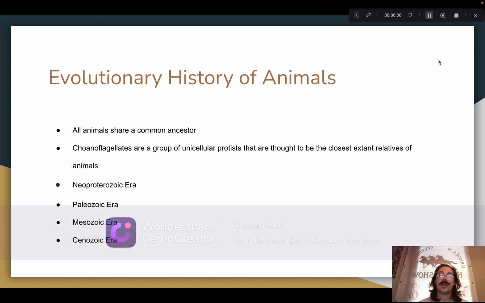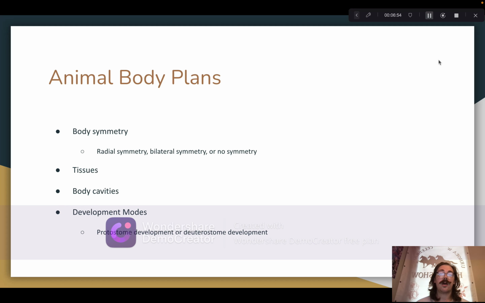The Cenozoic era saw a gradually cooling climate, and it also saw a rise in large mammalian species on the Earth. Let's talk about body plans of animals, some physiological characteristics. What is a body plan? A body plan is an archetypical set of characteristics that can be referenced when identifying a group of animals.